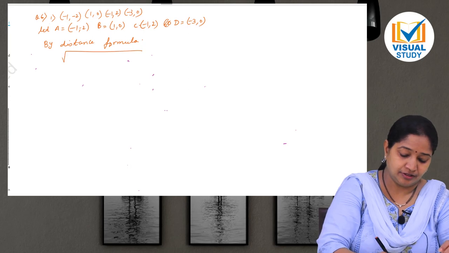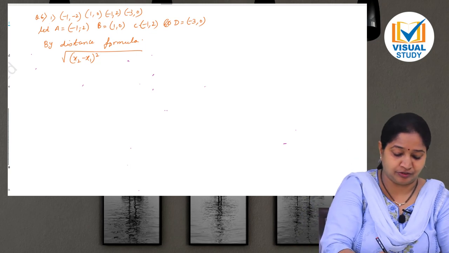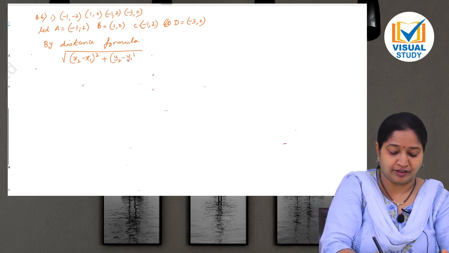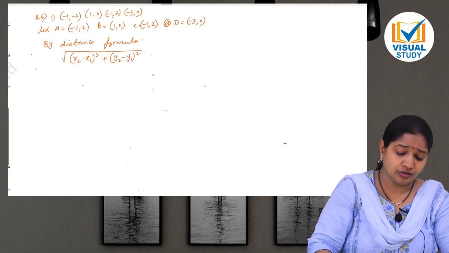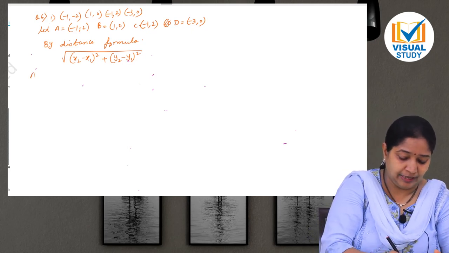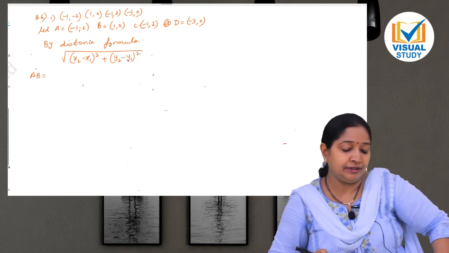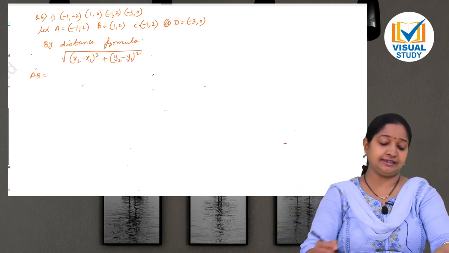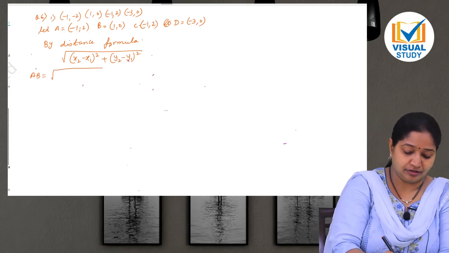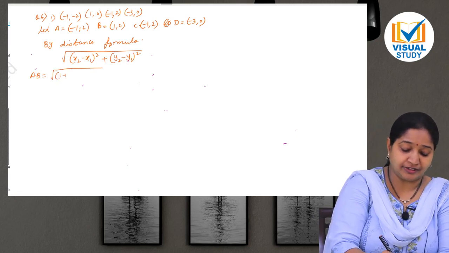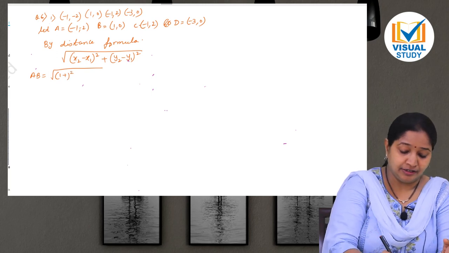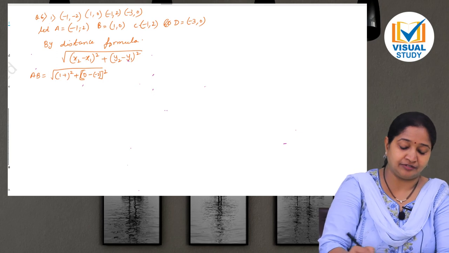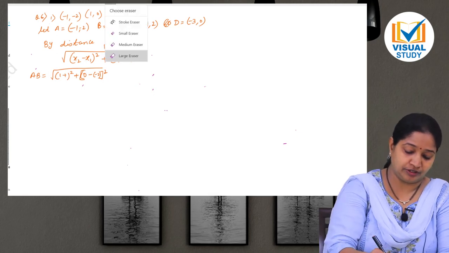what you have is x2 minus x1 whole square plus y2 minus y1 whole square. This is your reason. Now find out the first one, AB. What are you going to do? Find out the value of AB. That is 1 minus of minus 1, that is plus 1. Here I am writing it directly, plus 0 minus of minus 2. I will show you, otherwise some children will have a problem with that.